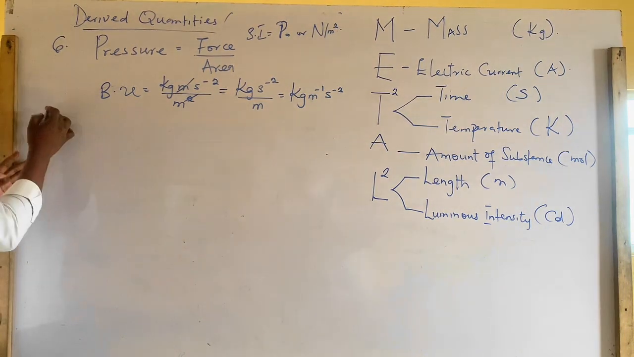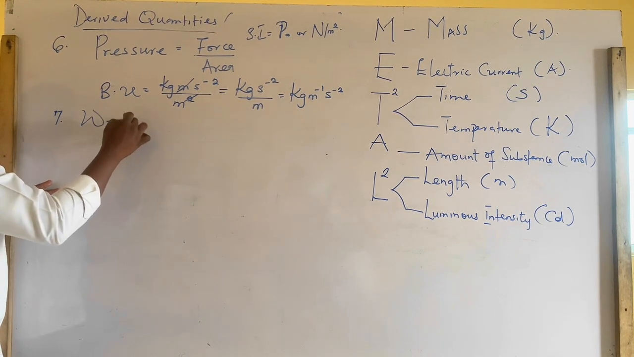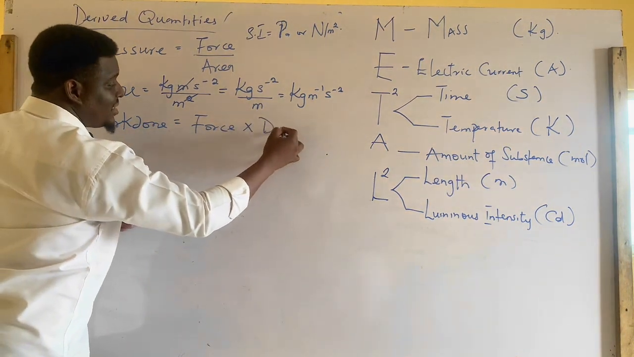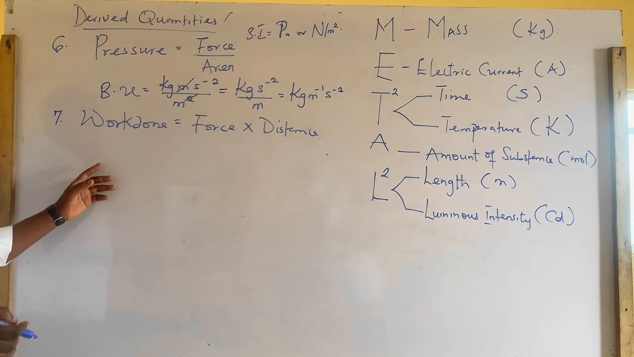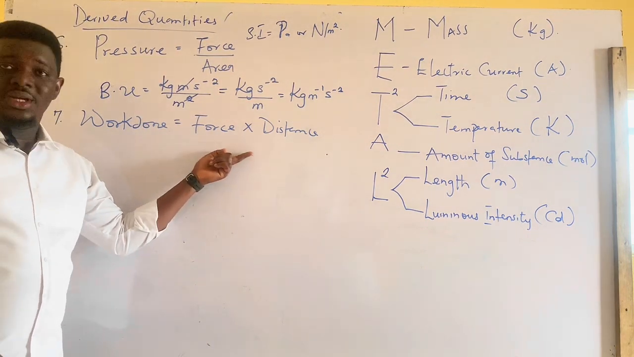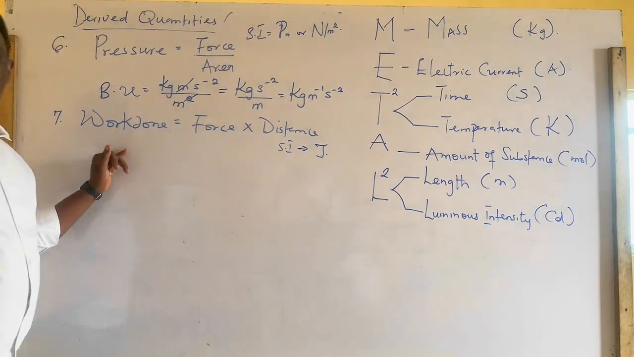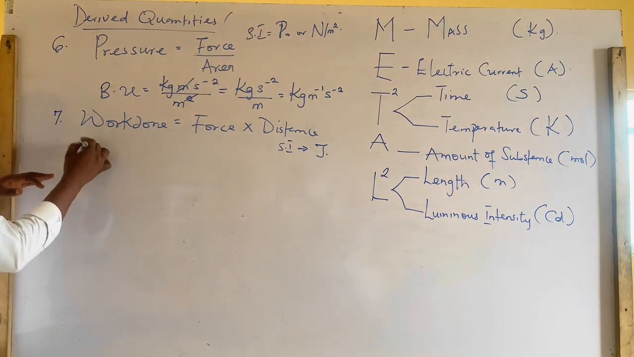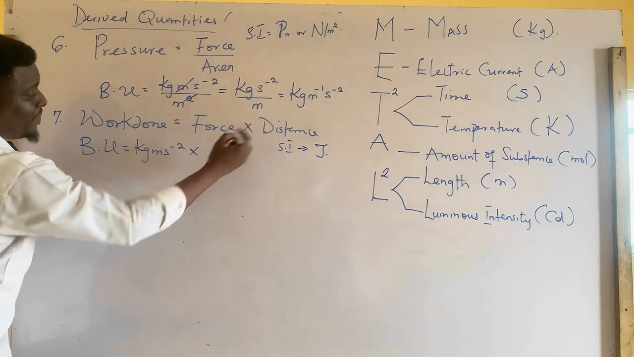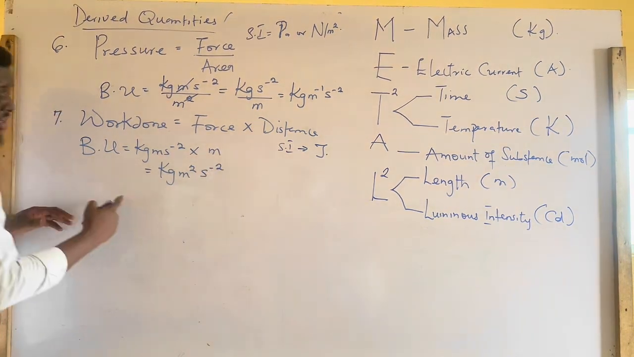So let us see another one that students might find difficult. Number 7. Let us look at work done. What is work done? Force times distance. Now you will notice I am trying my best to give you quantities that have their SI unit and also their own basic unit. Like work done, the SI unit for work done is in joules, J, while the basic unit is what? For force, we have kg m s^-2 multiplied by distance again, m, which is kg m^2 s^-2, m times m is m square. That is the basic unit for work done.